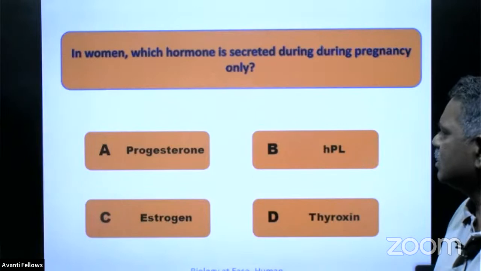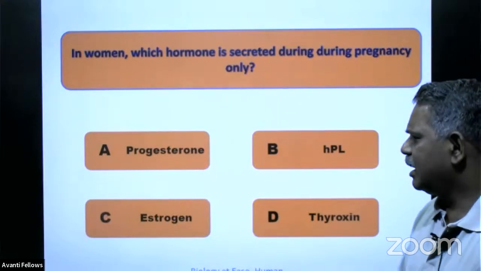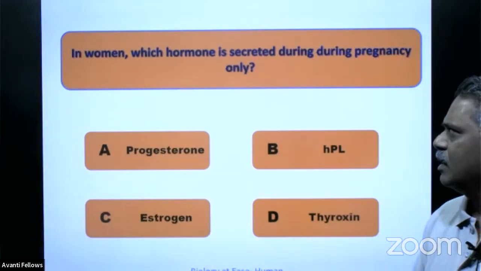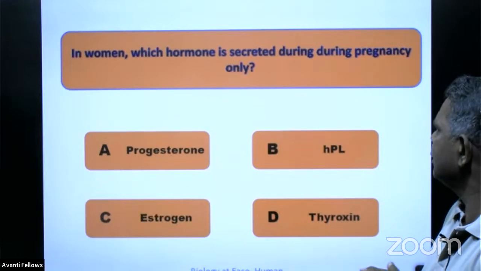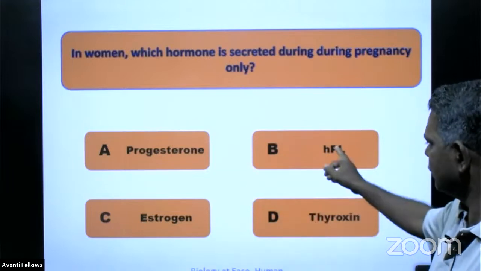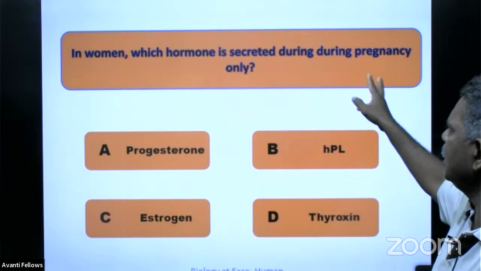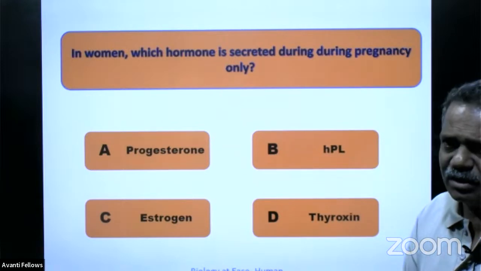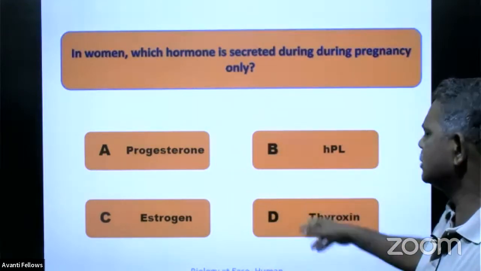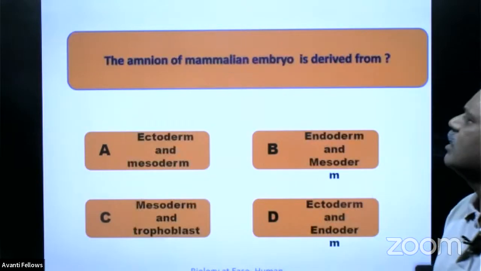Is it progesterone? Option A. And second option B is HPL. And the third option is estrogen. And fourth option D is thyroxine. In women, which hormone is secreted during this pregnancy? Only during the pregnancy. Is it progesterone, HPL, estrogen, or thyroxine? Carefully think about it. Only during pregnancy, not before the pregnancy or after the pregnancy, right? And find out the correct option: progesterone, HPL, estrogen, and thyroxine. Then we will move to another one.